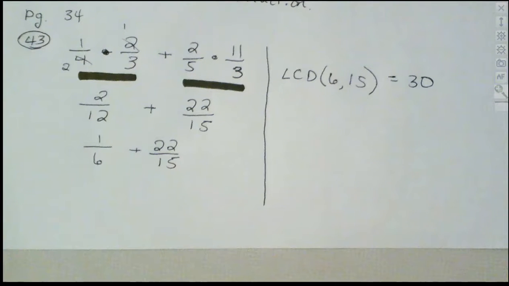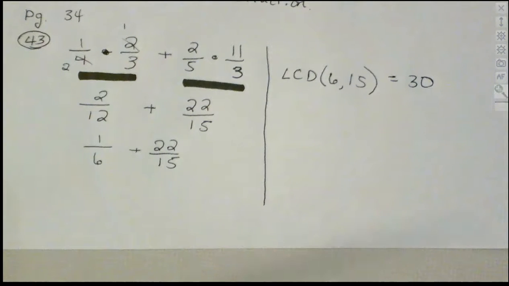So is everyone okay with how I did that? You take the larger number, and you just start multiplying by 2, 3, 4, 5, 6, until you come up with something that's divisible by the smaller number. Now, we came up with 30. So that means we want the denominator, the bottom half of this fraction, on both of these to be 30.